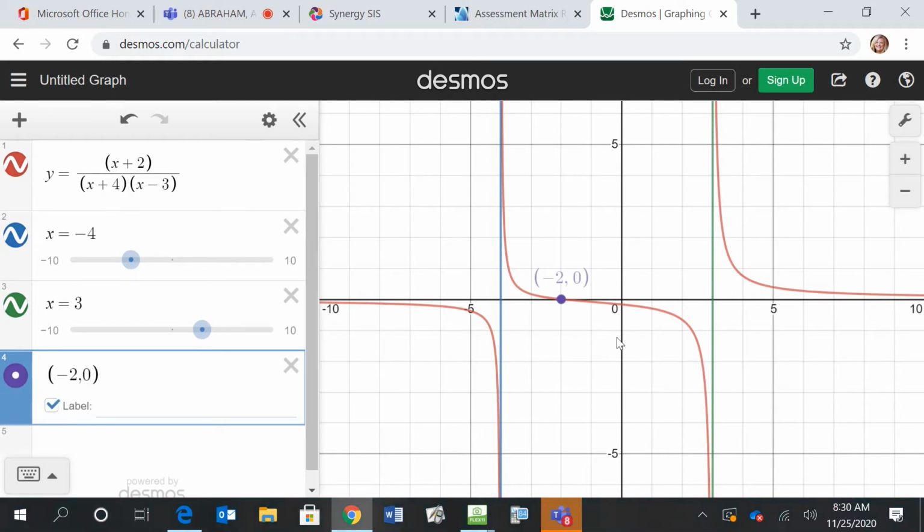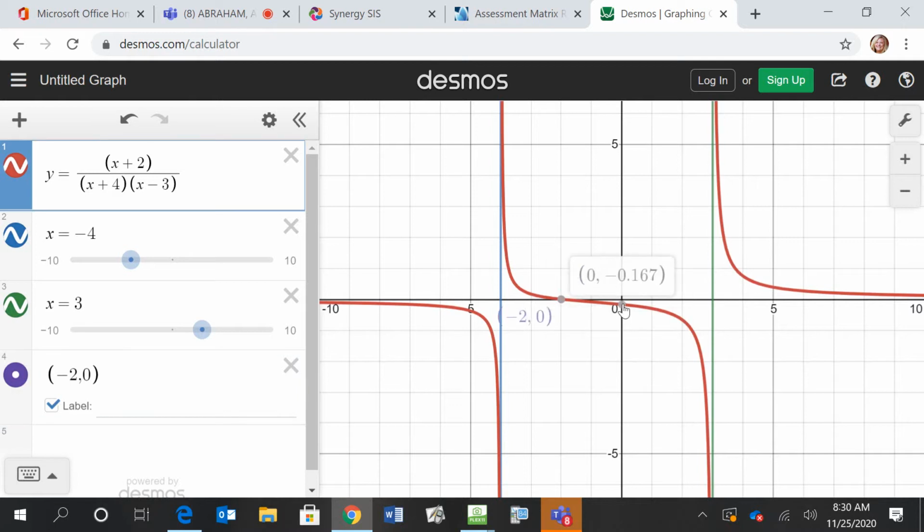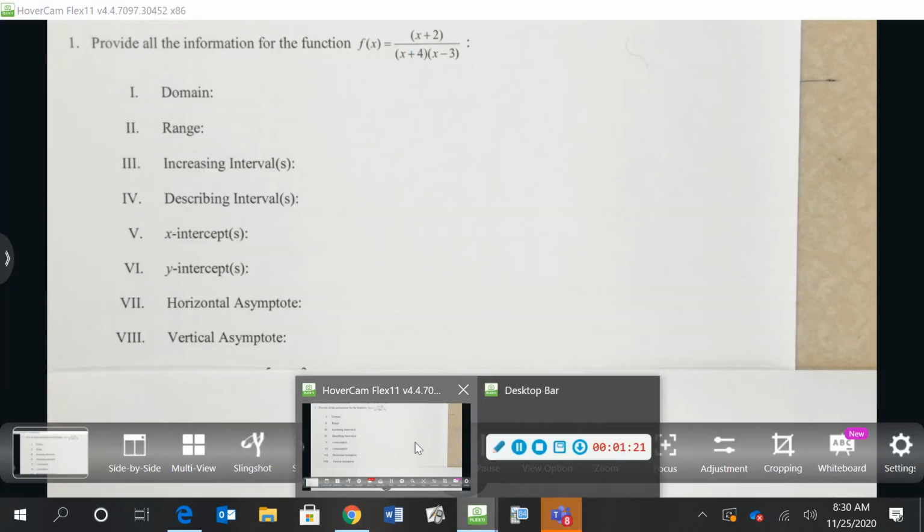Now, how do we find the y-intercept? We can go right across, and we can click on it, and it will show us where the y-intercept is. Okay, well, let's start by doing the x and y-intercepts, since I can visually see that the only x-intercept is here at -2, 0, and I have a y-intercept at 0, and it's approximated, but -0.167.